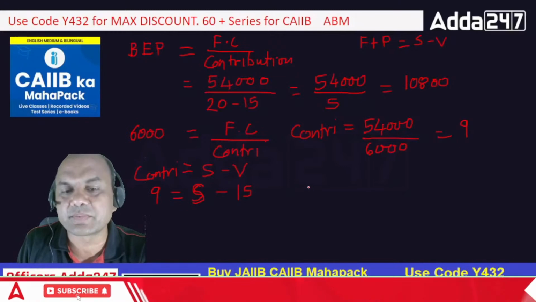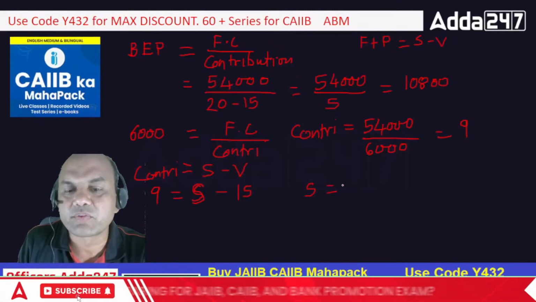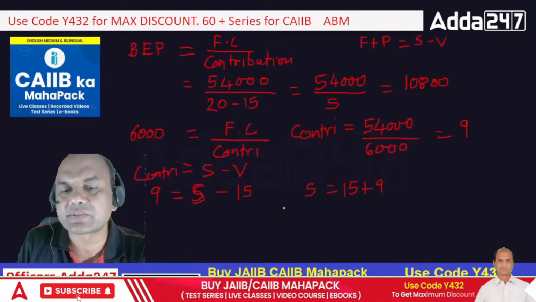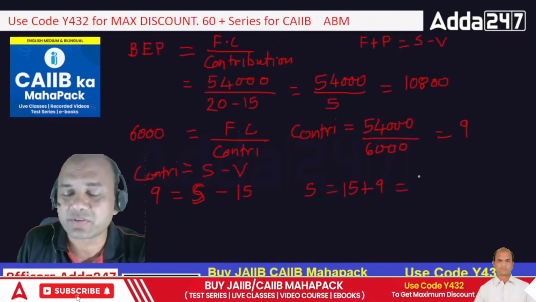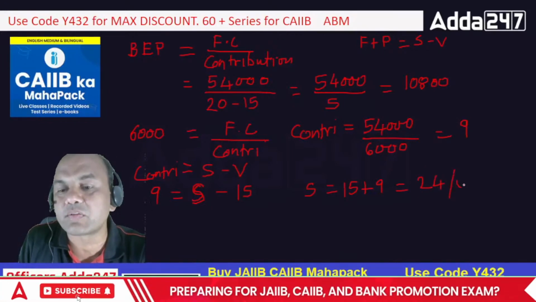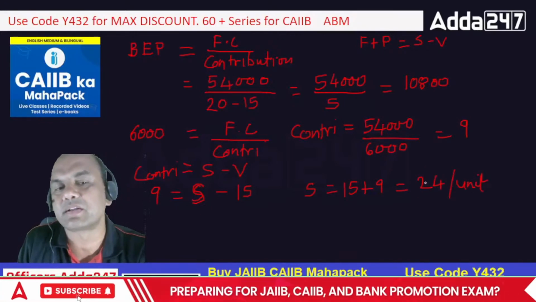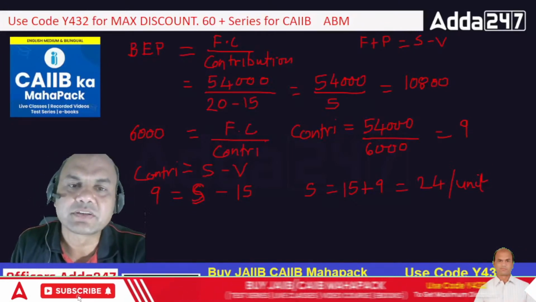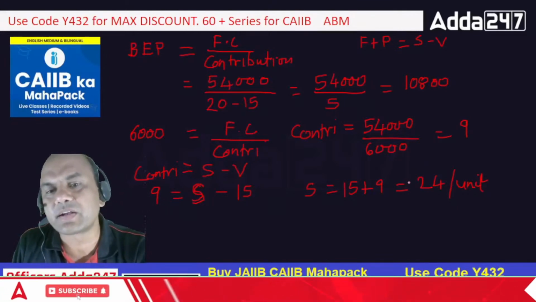This is my problem. So S equals to what? 15 plus 9, so 24. So this should be my selling price per unit. Always remember, this is in per unit. Okay. So this is the way you find out. 24 rupees. Such an easy numerical, you get it in exam.